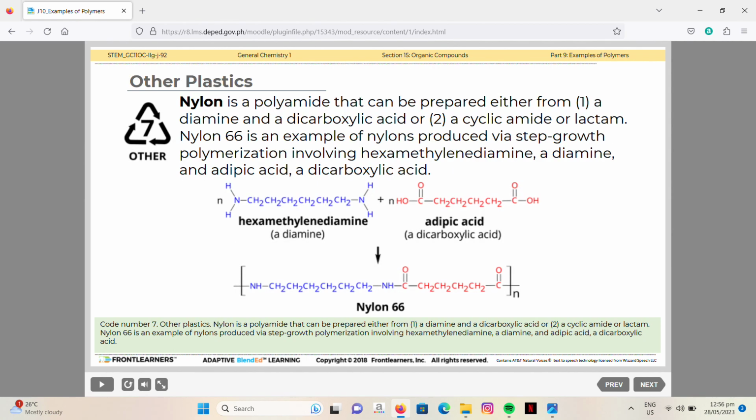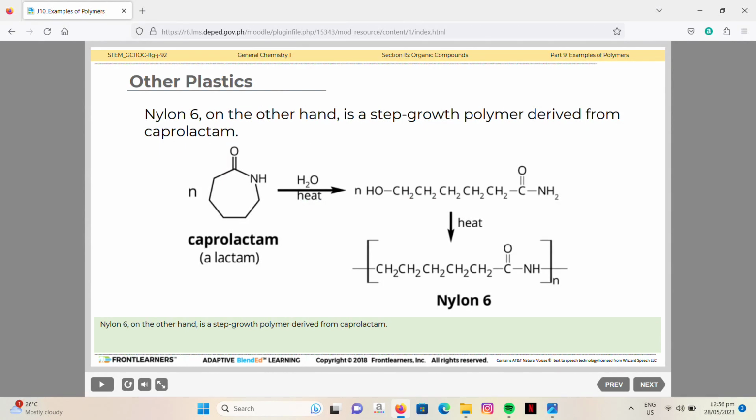Code number 7, other plastics. Nylon is a polyamide that can be prepared from either a diamine and a dicarboxylic acid or a cyclic amide or lactam. Nylon 66, an example of nylons produced via step growth polymerization, involves hexamethylenediamine and adipic acid, a dicarboxylic acid. Nylon 6, on the other hand, is a step growth polymer derived from caprolactam.